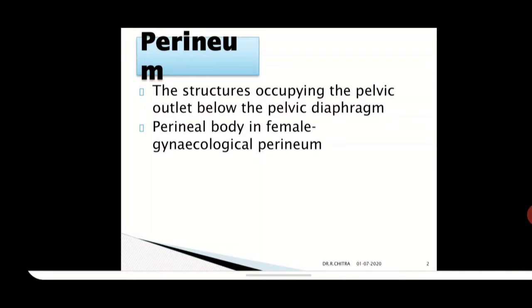Perineum, what is the definition? It includes all structures which occupy the pelvic outlet below the pelvic diaphragm. So this is the important definition: below the pelvic diaphragm, perineum. Above that is pelvis. So the pelvic diaphragm separates the pelvis and the perineum.